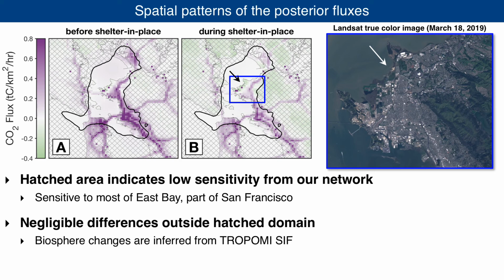This panel on the right shows a true color image from Landsat, where we can see vegetation dominating the coastline here. This second arrow points out the Chevron refinery in Richmond, California, and highlights some of the complexity of sources in the San Francisco Bay Area that we seem to be resolving in our posterior fluxes. You can see both the biosphere and the Chevron refinery in those posterior fluxes on the left.